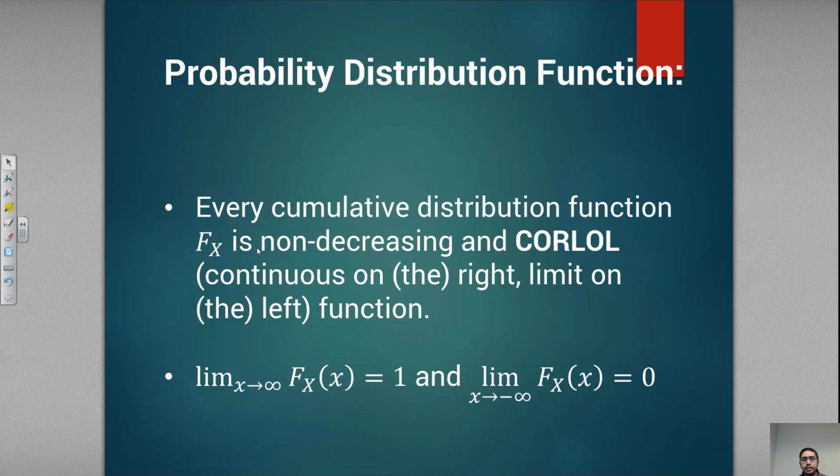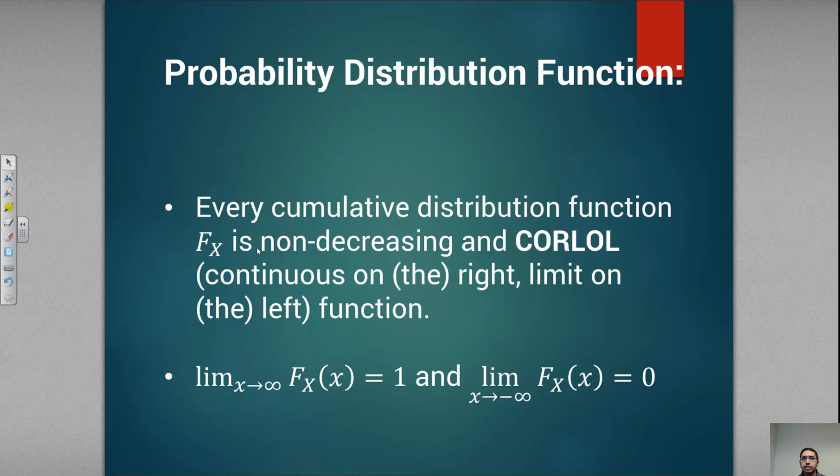Càdlàg means that it is continuous on the right and the left limit exists. So this is a càdlàg function. This is a completely mathematical property, that is how we define the probability distribution function. And the second property, which is really necessary for a function to be a distribution function, is that if I tend x to plus infinity, then F(x) will take the value 1, and if x goes to minus infinity, it will take the value 0.